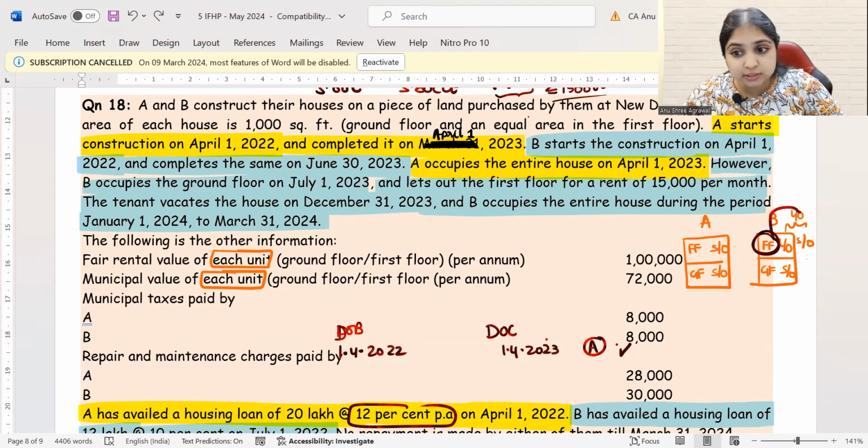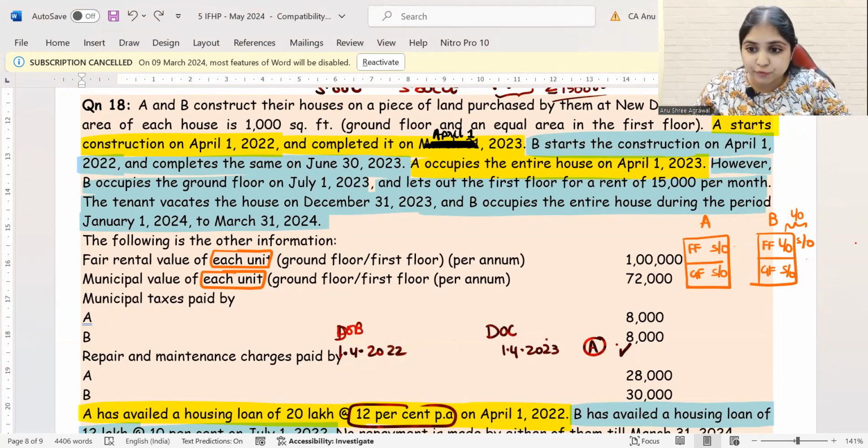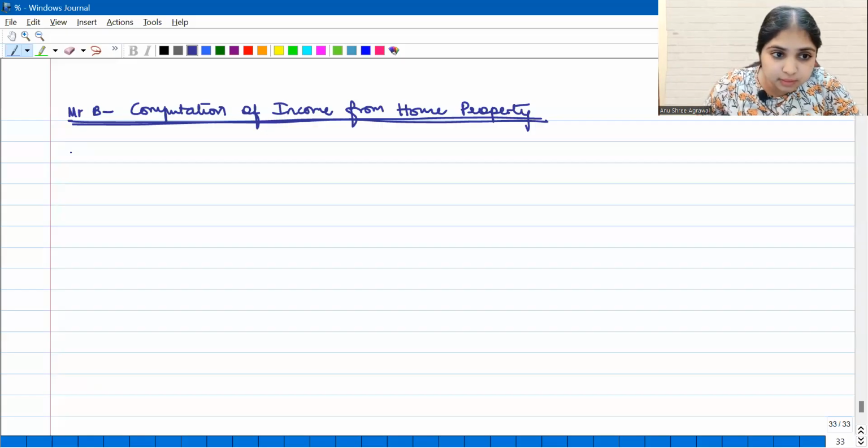Part of the house let out, part of the house self-occupied, what will you do? You will treat as if they are two separate houses. Right. So first floor, I'm going to treat as if it is let out. Ground floor, self-occupied. So first, we will put down a note for all of this, and only then we will start working it out. So under this, write down, give the subheading first floor.